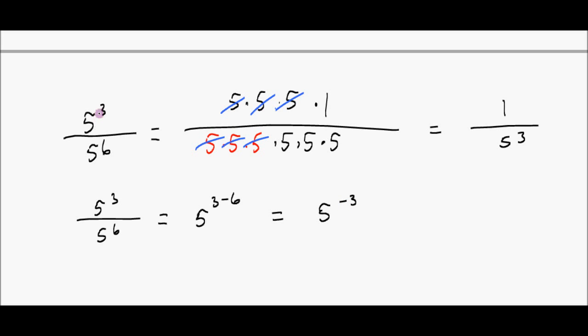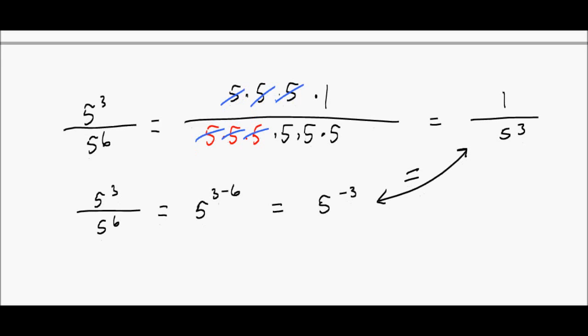And one rule tells us that 5 to the third over 5 to the sixth is 1 over 5 cubed. But we also know that 5 to the third over 5 to the sixth is equal to 5 to the negative third power. Well, the only way that can be true is for this 1 over 5 cubed and this 5 to the negative third power to equal each other. They have to equal each other so that our previous rules are maintained.